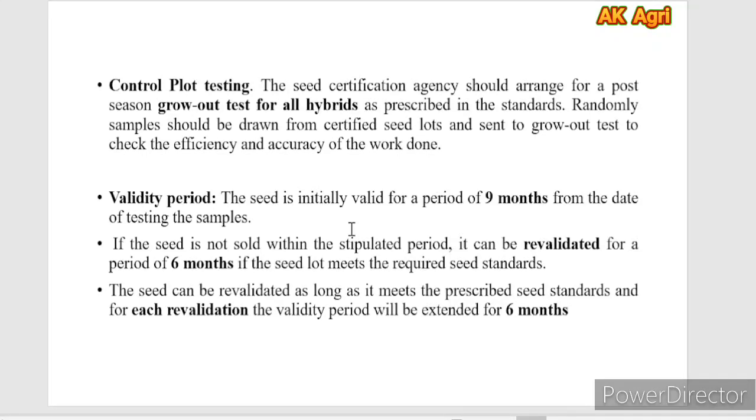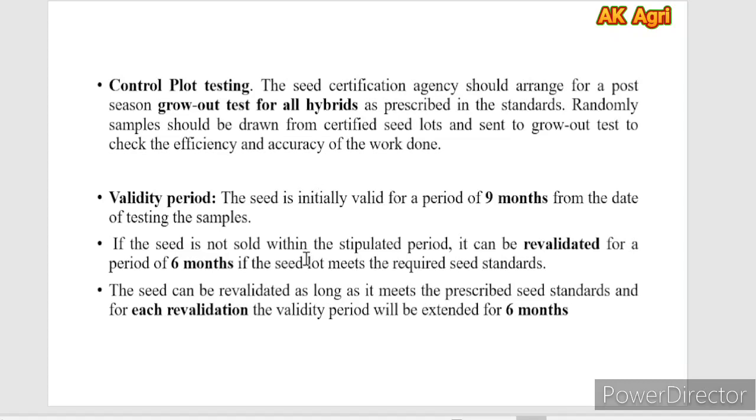If the seed lot is not sold within the stipulated period, if I am unable to sell the class of seed which I produced within the 9 months, then it can be revalidated for a period of up to 6 months if the seed lot meets the required seed standards. So within the 9 months, if I am unable to sell the seed produce, then I have to resubmit it to the seed certification agency.